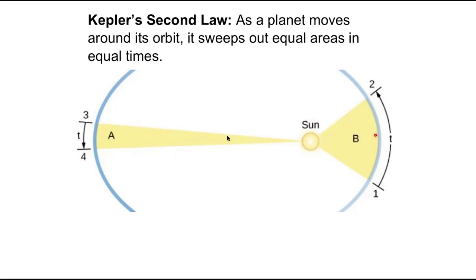You saw, even in lab last week, examples of how this works in the solar system as you watched the planets, and especially the comets, move around in their orbits. Things move fastest when they're close to the sun and slowest when they're furthest away from the sun. Okay, that's Kepler's second law.